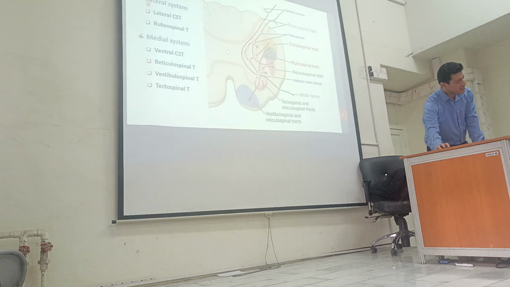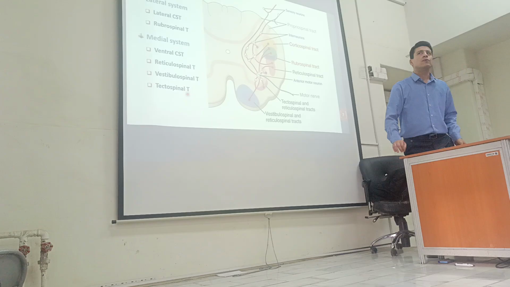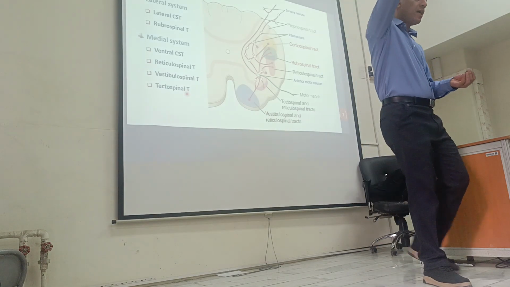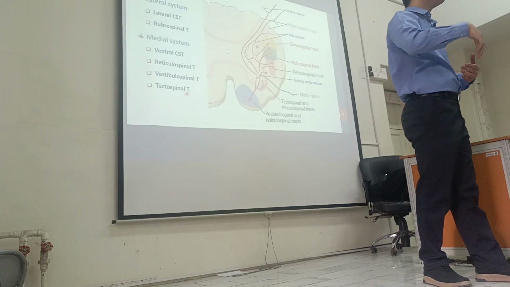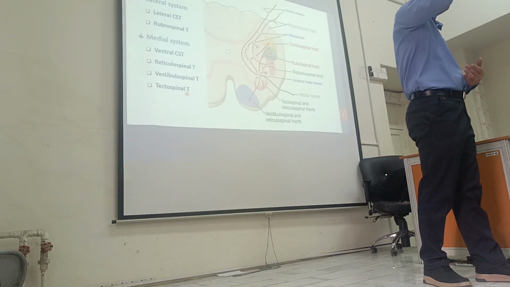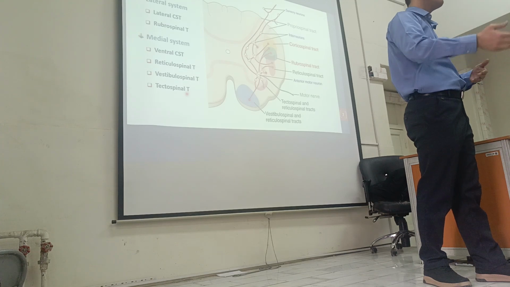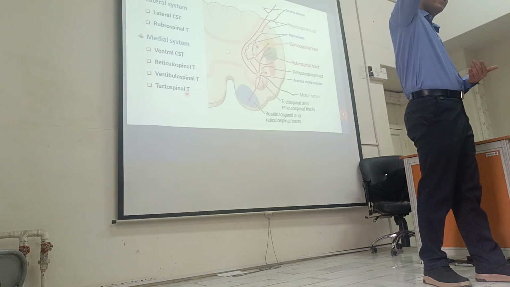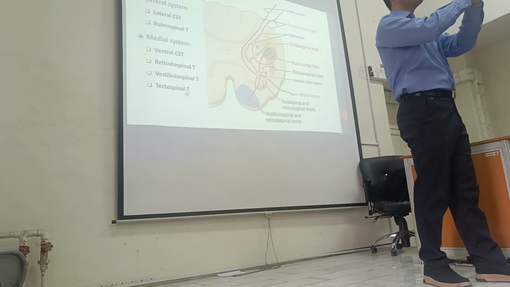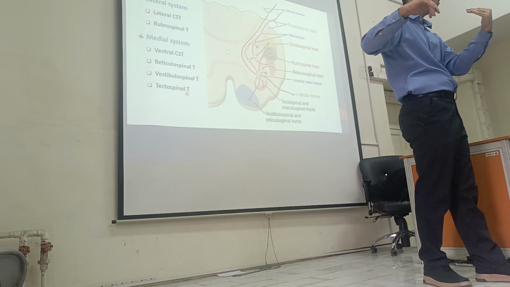In the lateral system, we have the lateral corticospinal tract, rubrospinal tract. But for the medial system, we have the ventral corticospinal tract. So lateral, ventral, right? Reticulospinal tract, vestibulospinal tract, tectospinal tract. So corticospinal means it starts from the cortex and reaches the spine. Tectospinal means it starts from the tectum in the brain and goes to the spinal cord. Reticulospinal, from the reticular formation goes to the spinal cord. So we have divisions, medial, lateral.